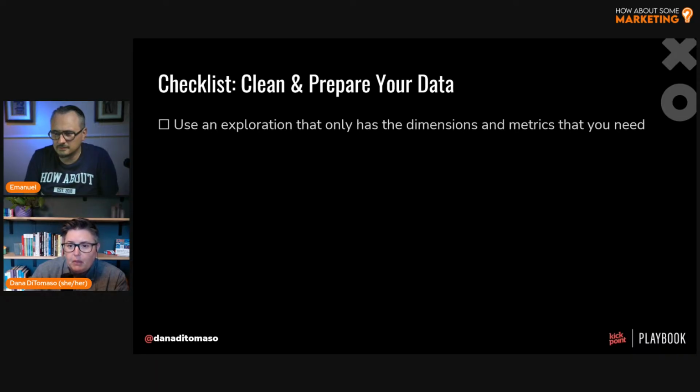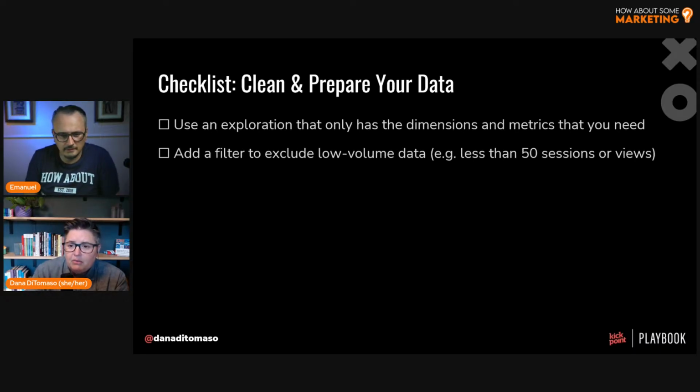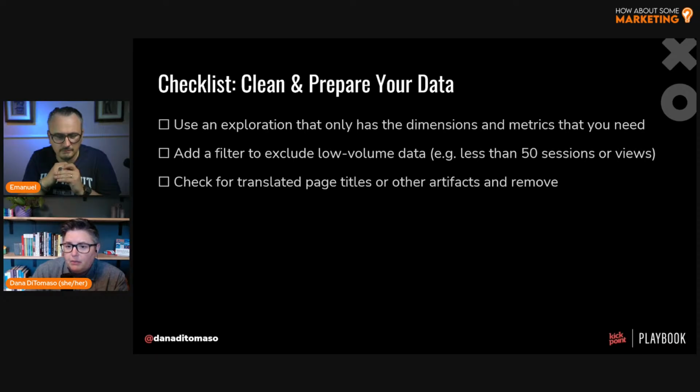You'll also want to make sure that you add a filter to exclude low volume data. For example, less than 50 sessions or views. 50 is just a number that I picked. It will depend on your own site volume, when things start to degrade into noise. If you have a really low volume site, it might be something like 10 sessions. If you have a very high volume site, it could be something like 1,000 or 5,000 sessions. So what that number is is up to you, but really look at your own data to pick the right value for when things start to degrade into noise.